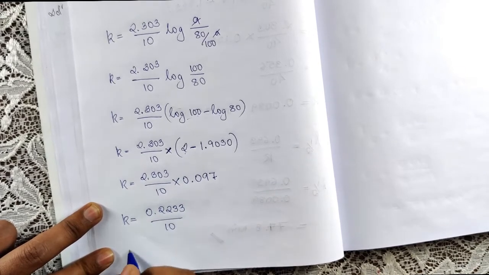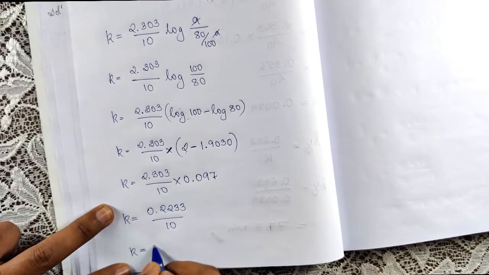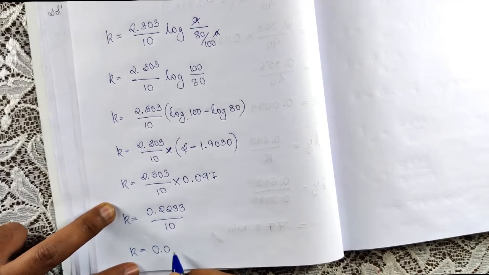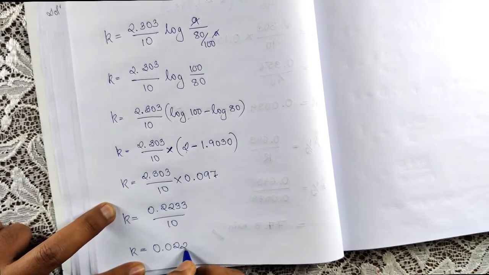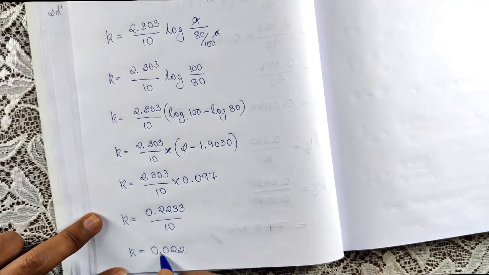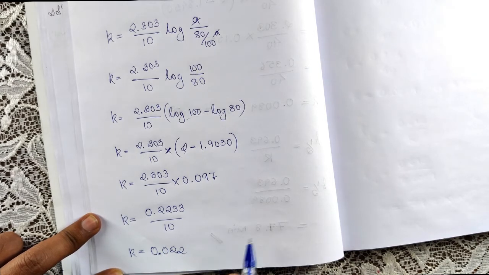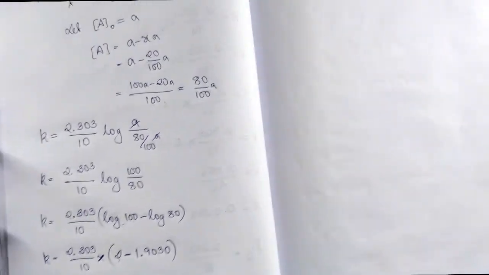divided by 10. So if you divide by 10, 0.022. I'll not take 3. I'll just leave it till here. If you want, you can take 3 also. So k is equal to 0.022. So now we get the k value.